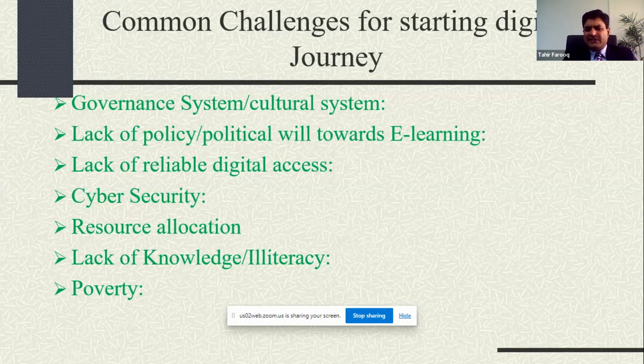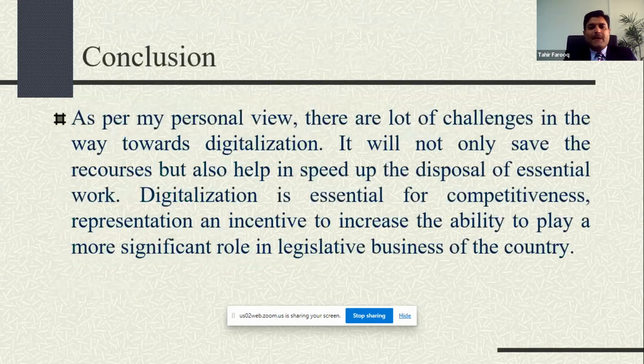Lack of reliable digital access is also an issue, which is evident, as Lois may know. The day before yesterday, I was unable to join due to the lack of that facility. Cybercrime, security, resource allocation, lack of knowledge and illiteracy, in addition to poverty: these are the major challenges we have to face for the adoption of the digital system. And now I would like to conclude.